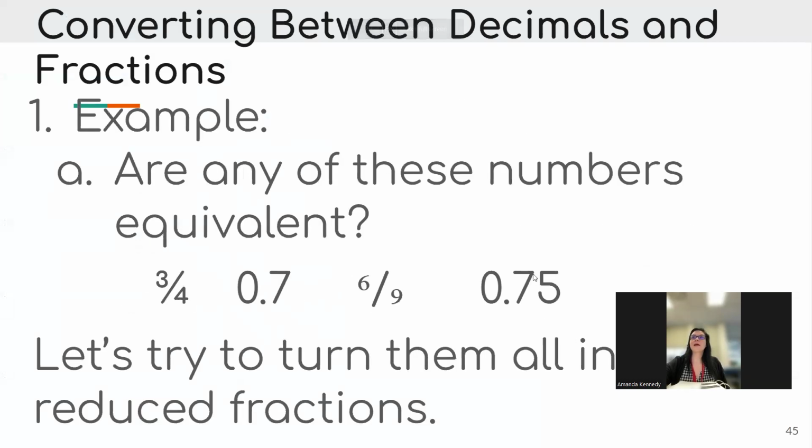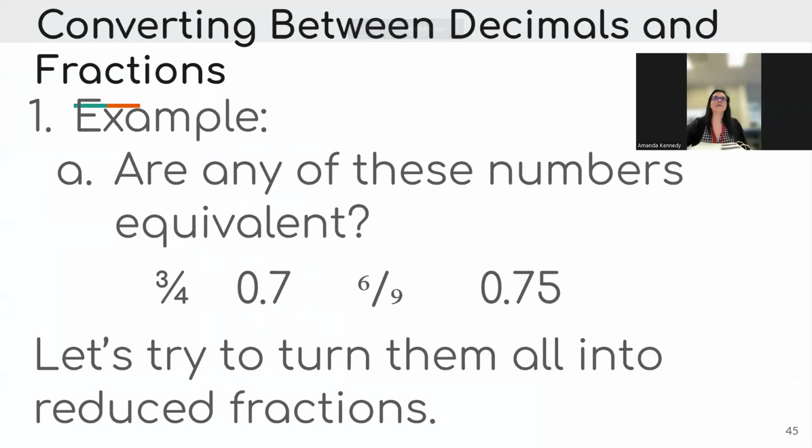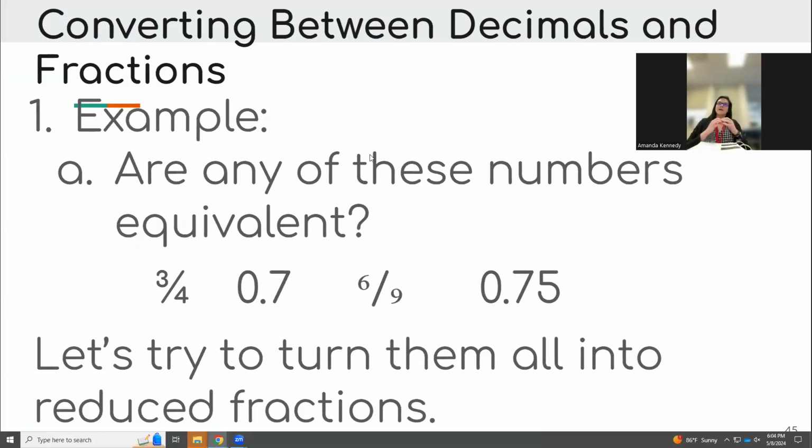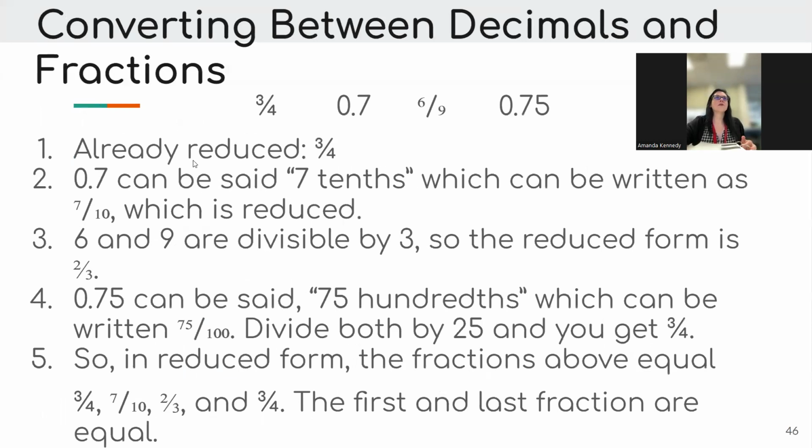This is going to be how we would do this on the test. So are any of these numbers equivalent? We have 3/4, 0.7, 6/9, and 0.75. So let's try to turn them all into reduced fractions. So we're going to make them fractions. So 3/4 is already a reduced fraction.